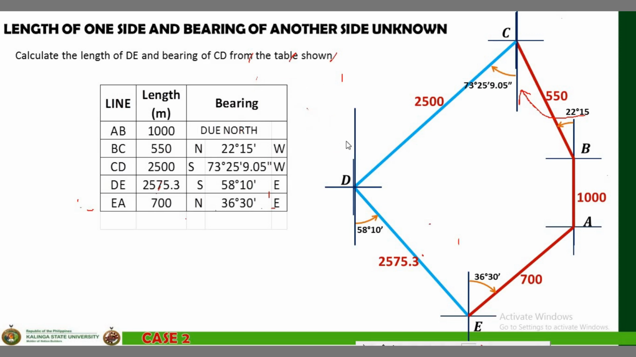The bearing of CD is south 73 degrees, 25 minutes, 9.05 seconds west. And the length of DE is equal to 2,575.3 meters. That is case 2. Ulitin natin. Case 1, yung isang line, wala siyang length, wala siyang bearing. Case 2, yung isang line, walang bearing. Yung isang line, walang length.